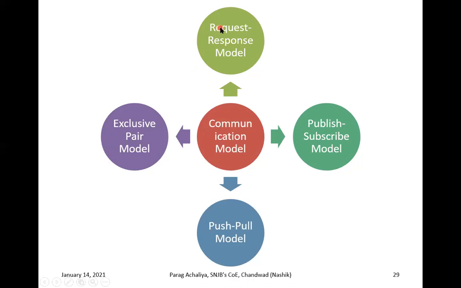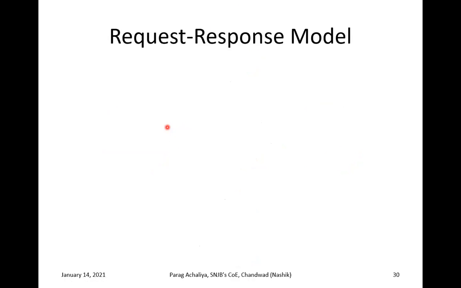So the first one, the name itself suggests, this type of model will work on your request and response. आपण हे डिटेल मध्ये पुढे बघणारच आहोत. The second model will focus on the publish and subscribe activity, whereas the third model will work on push and pull activities, whereas the fourth model will be related to your exclusive pair. What type of models they are, that we will see one by one. So let us see the first model, your request response model.